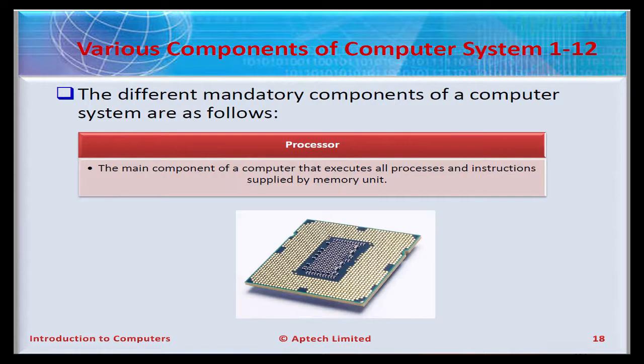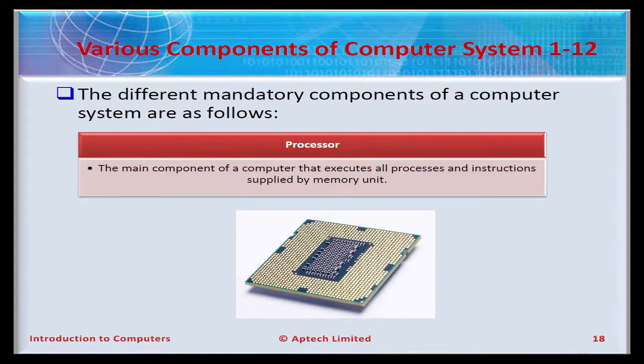Various components of the computer system. The different mandatory components of a computer system are as follows. We start by looking at the processor, and it's the main component of your computer which executes all the processes and instructions supplied by the memory unit. We have an illustration of the processor there. Remember, we said it's also called the CPU. And if you think of it like a human, this would be equivalent to your brain.